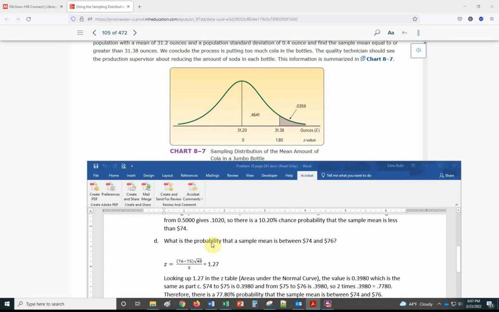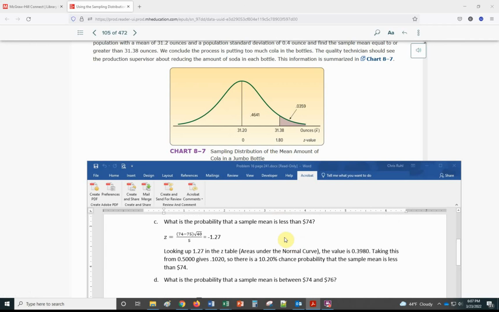Now it says, what is the probability that the sample mean is between 74 and 76? Well, we figured out that the area from 75 to 74 this way is 0.3980. Less than 74, it's 0.1020. So greater than 74 up to 75, it's 0.3980.